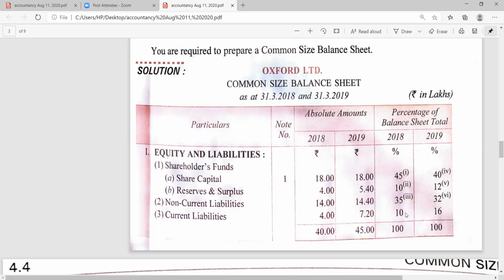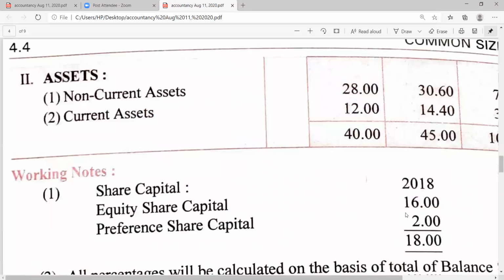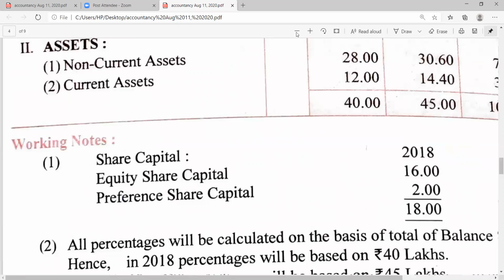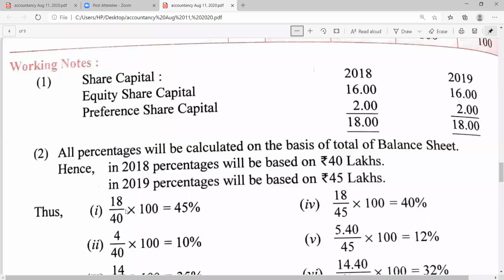We can see the working note also. See, here the working notes are given to us, in which you have to show how the figures are to be calculated. See, it is given over here. The percentage is to be calculated, that is 18 upon 40, 40 is the total of the side, multiplied by 100, and you will get it. You may also find these figures in your book as well. You can analyze it thoroughly.